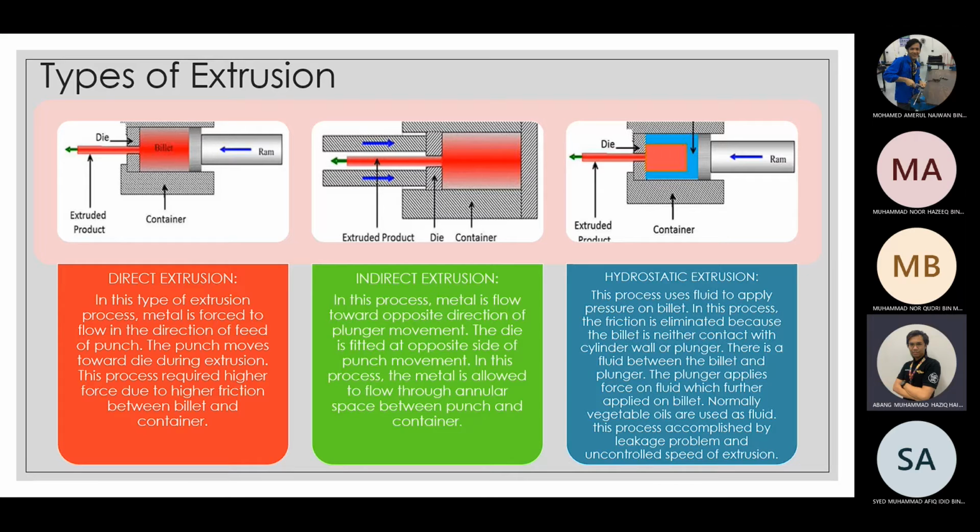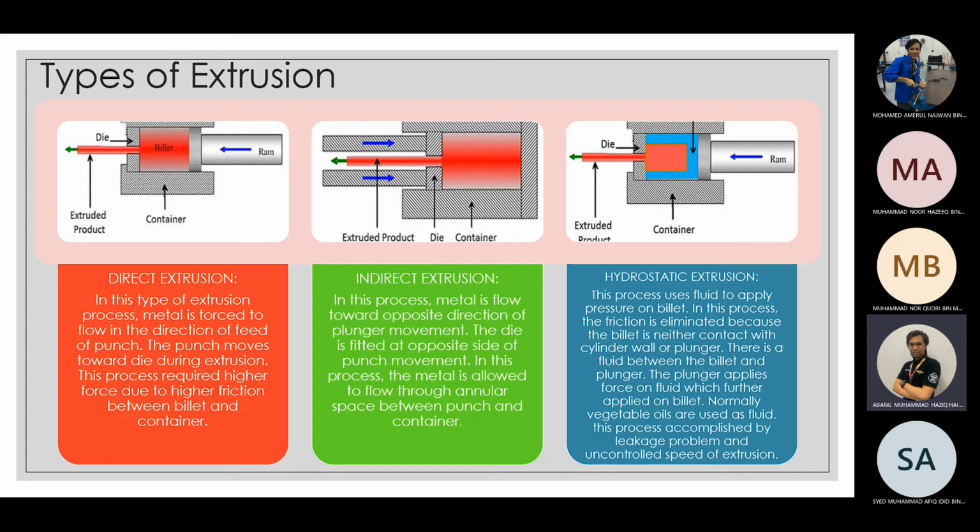The next is indirect extrusion. In this process, the metal flows in the opposite direction of the plunger movement. The die is fitted at the opposite side of the punch movement. In this process, the metal is allowed to flow through the annular space between the punch and the container.